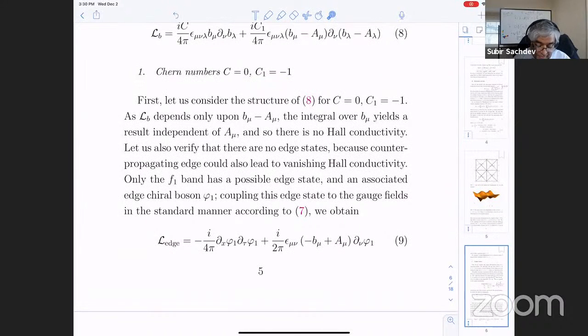So the F1 band has a Chern number -1. From the technology we have learned, there's an edge state. There's a chiral boson on the edge with coefficient -1, which describes the edge.